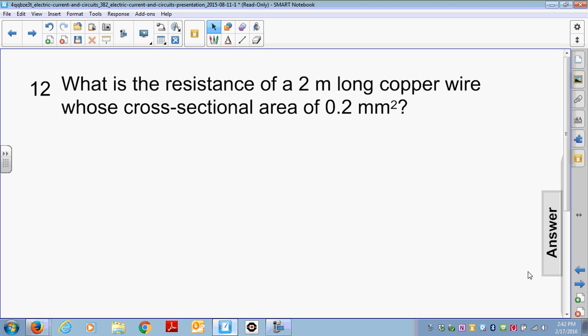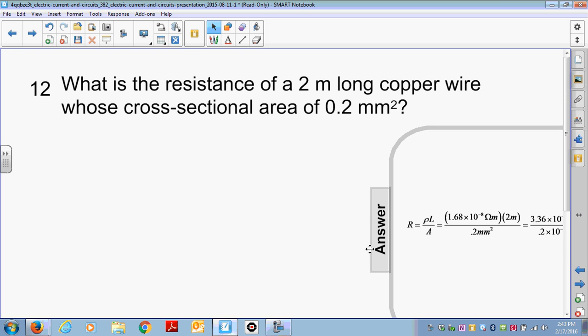What is the resistance of a 2-meter long copper wire whose cross-sectional area is 0.2 millimeters squared? Now, this is a trick question because notice you have to have the cross-sectional area in meters squared, not millimeters squared. Now, here's the tricky part. You have to actually convert the meters one time and then meters again 2 times because it's squared. Go ahead and pause the video now and solve this problem.